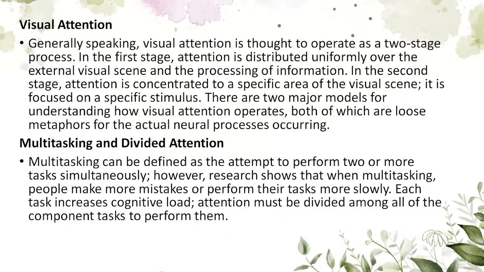Visual attention. Generally speaking, visual attention is thought to operate as a two-stage process. In the first stage, attention is distributed uniformly over the external visual sense and the processing of information. In the second stage, attention is concentrated on a specific area of the visual sense. It is focused on a specific stimulus. There are two major models for understanding how visual attention operates, both of which are loose metaphors for the actual neural processing occurring.